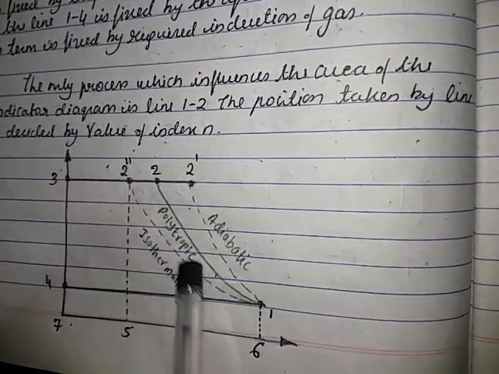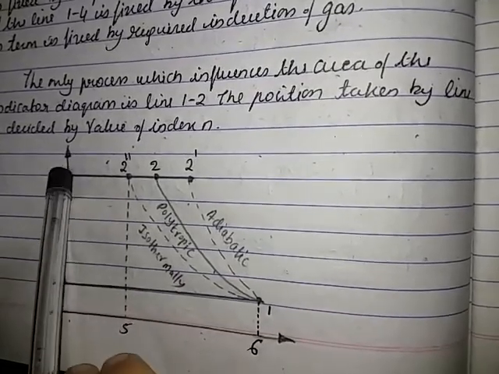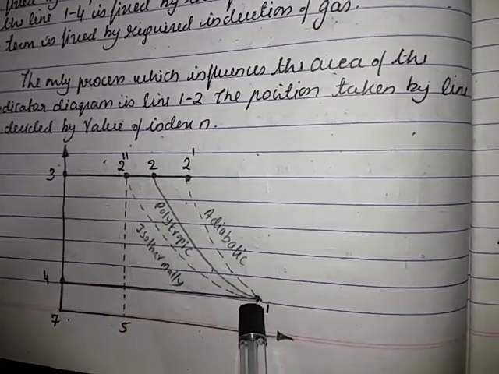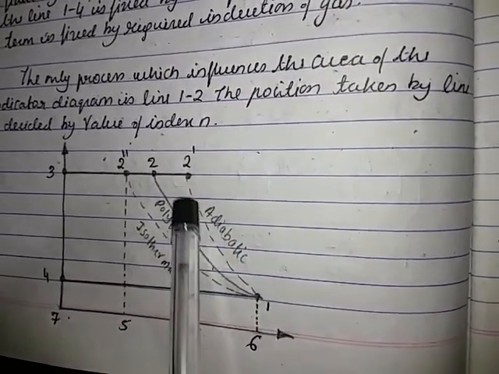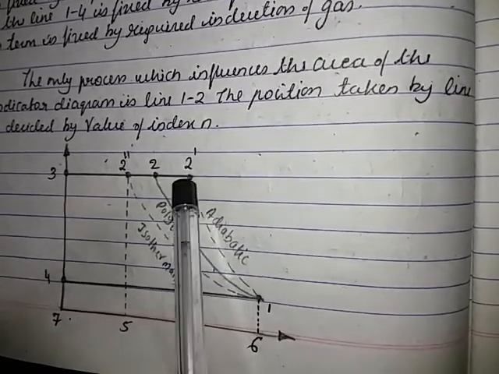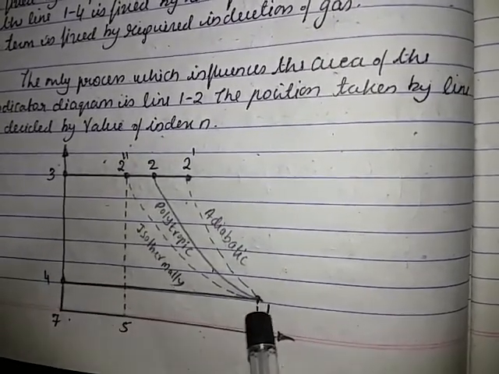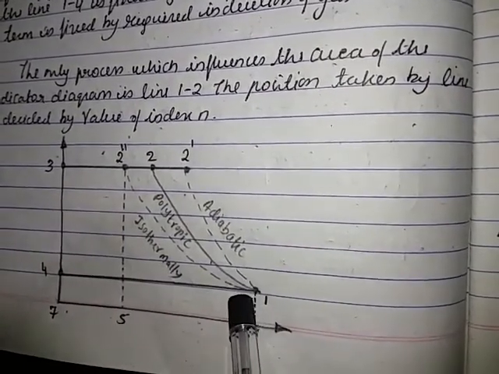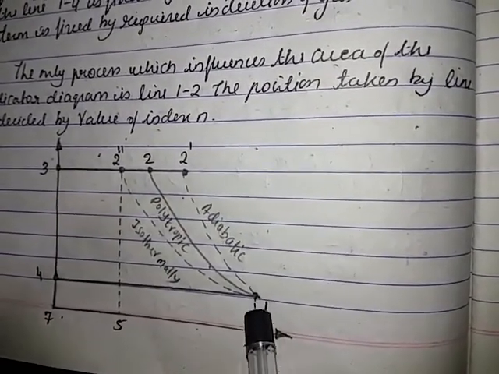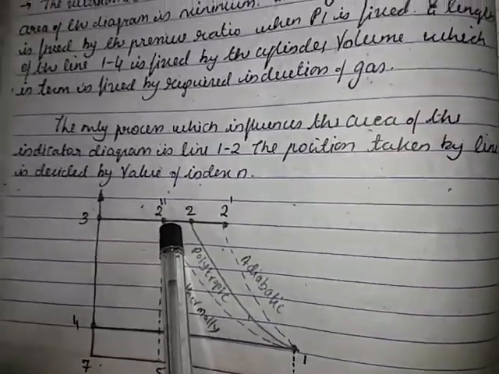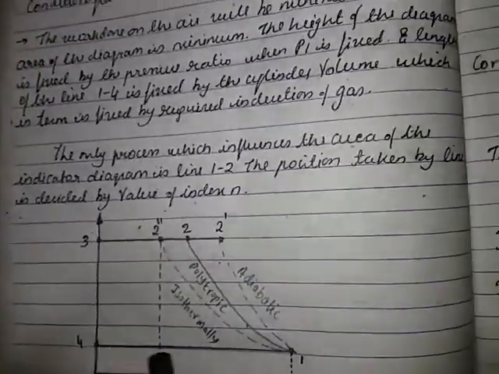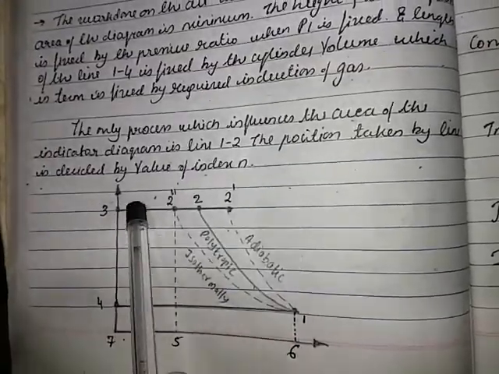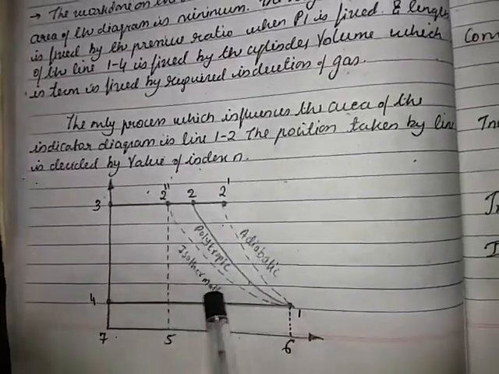Okay, now see, if I take this 1 to 2, what is the area? This area will be 2 to 3, 3 to 4 and 4 to 1. It increases, right? If I take this 1 to 2 dash adiabatic, what happens? 1 to 2 dash, 2 dash to 3, 3 to 4 and 4 to 1 will be the area. The area increased. Now see, which will be the minimum area? Which will be the minimum area? If I take the isothermal, 1 to 2 double dash, 2 double dash to 3, 3 to 4 and 4 to 1, this area will be minimum.